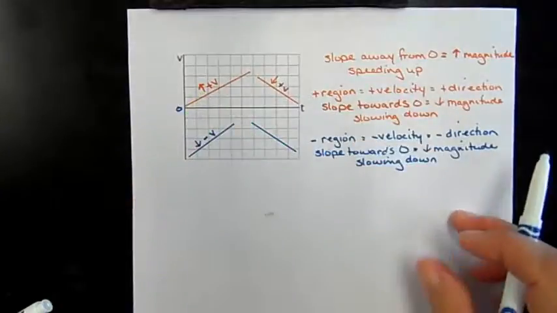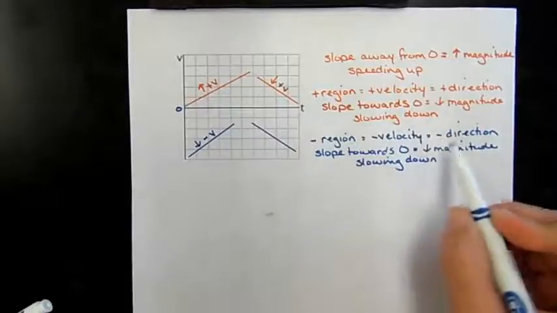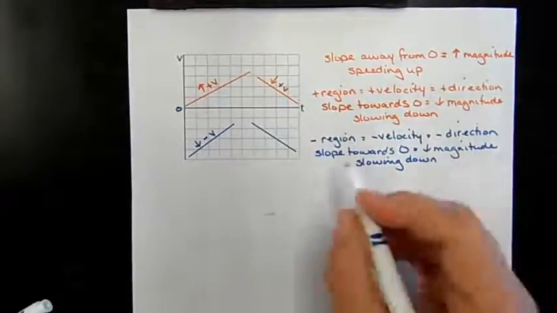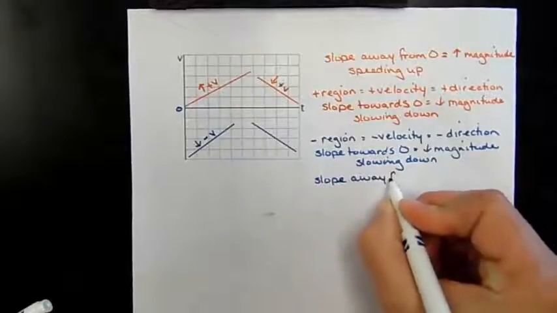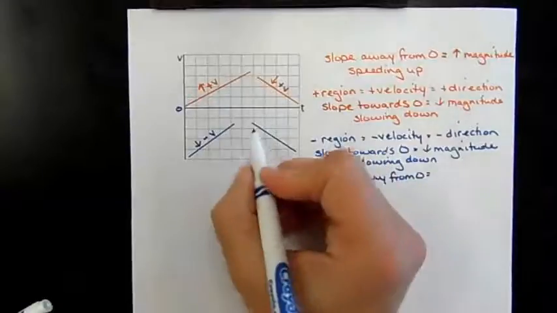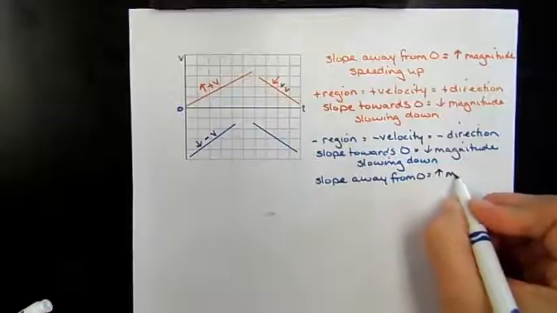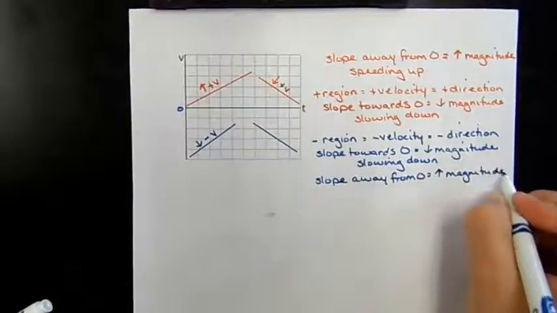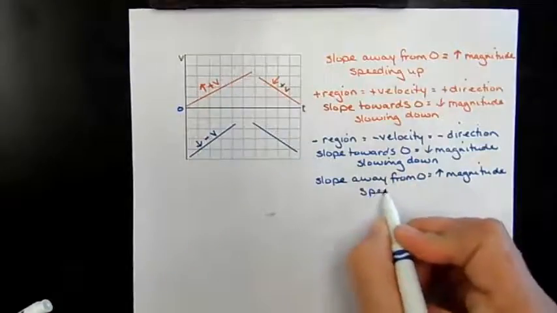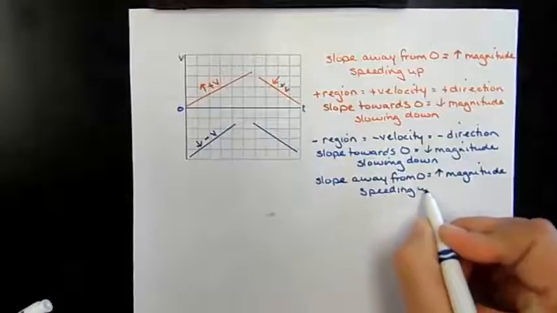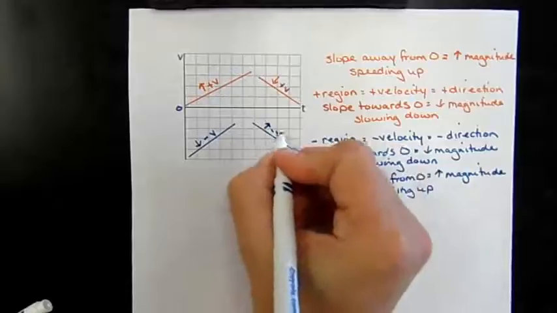So then if we have something like this, we're still in the negative region, so we still have a negative velocity. We're still moving in the negative direction, but our slope is moving away from 0. So we start closer to 0, our magnitude increases. So if the magnitude of our velocity increases, we are speeding up. So we have an increasing negative velocity.